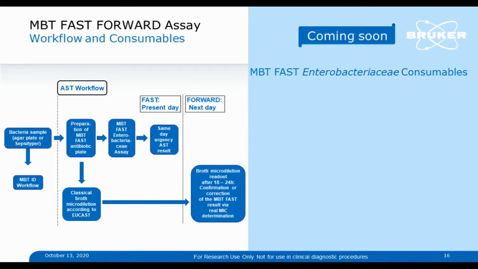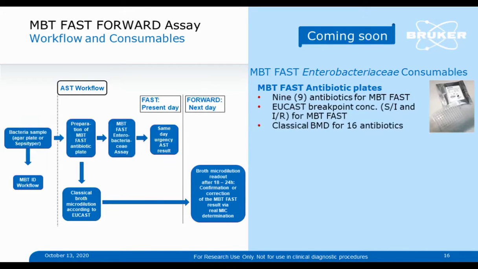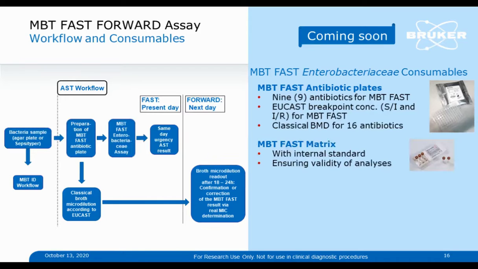So this system will come with some consumables that are supporting the whole workflow. One of those is of course the antibiotic plate. Here our Bruker Merlin branch is supplying us with these according plates and antibiotics. They have a lot of experience in this and are known for high quality broth microbiology dilution assays. It will contain 9 antibiotics for the rapid AST, same day result with breakpoints according to UCAS. It will have 16 antibiotics overall for next day real MIC determining.